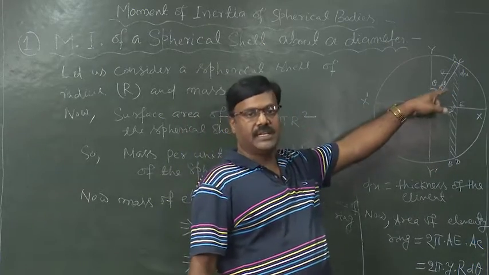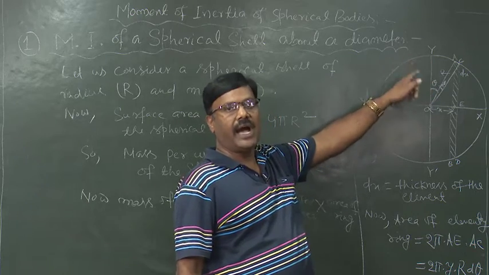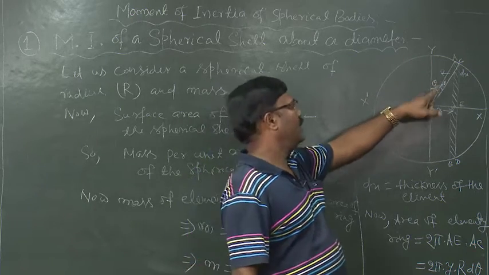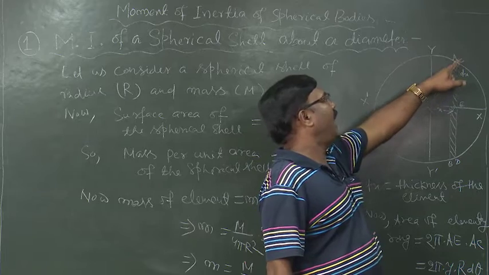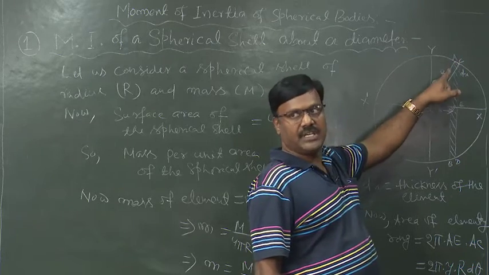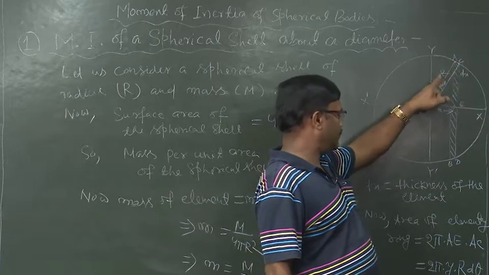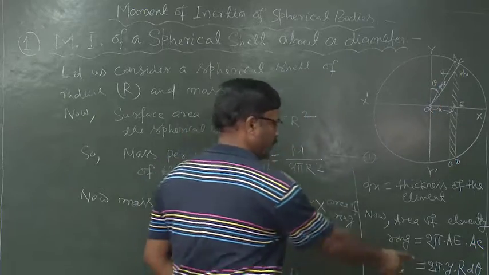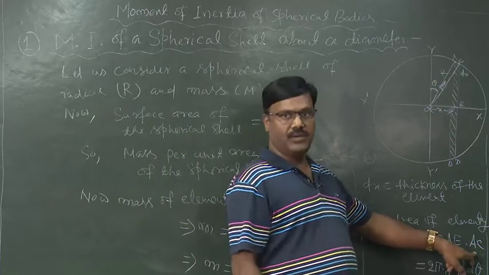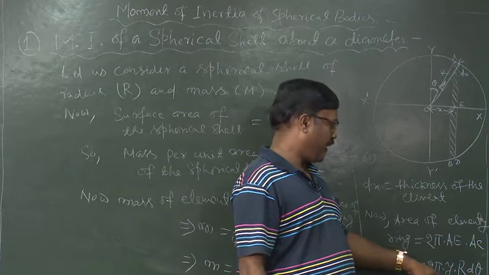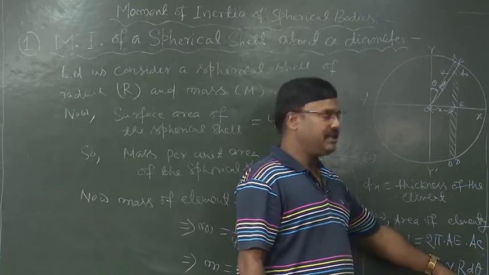As we know that theta is equal to arc by radius, so d theta is equal to arc AC by r, which implies AC is equal to r d theta. So here, in place of AC, we have written 2 pi y into r d theta.